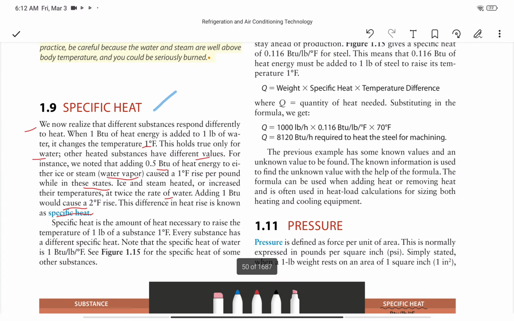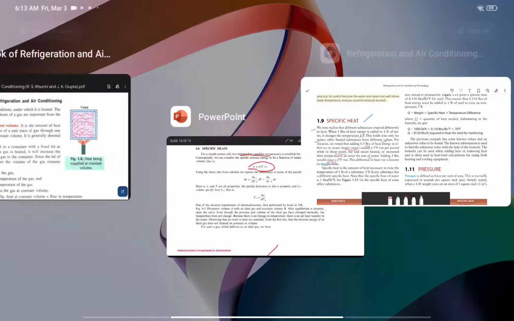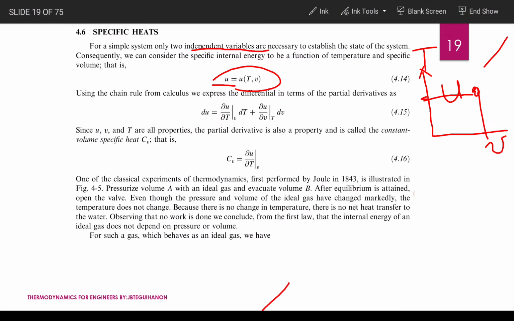we had just finished this in a simplistic way: specific heats for any material are different. So far, what we have gone through is water. If you add 1 BTU to 1 pound of water, it will raise its temperature by 1 degree, but that is just for water only. So going back, we will derive the specific heats from the engineering point of view.